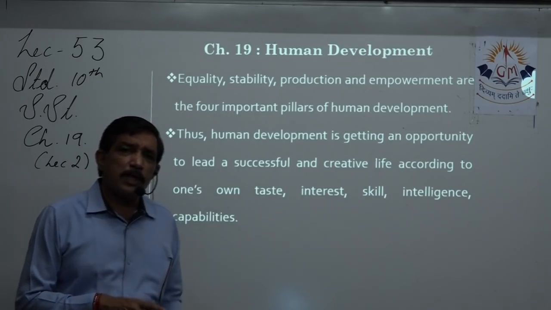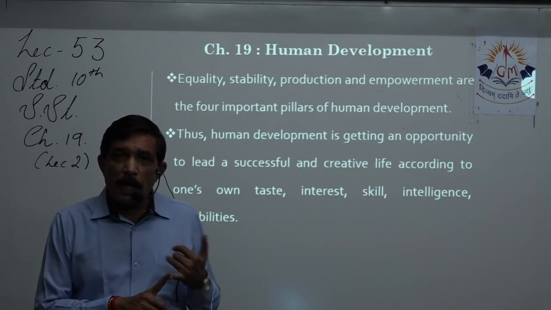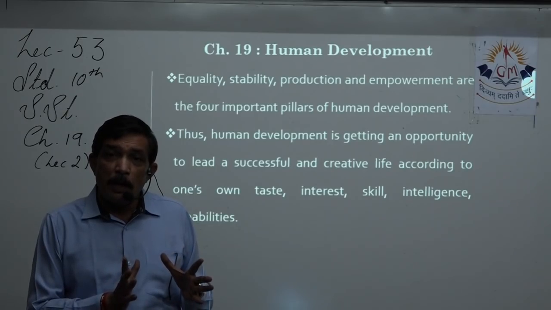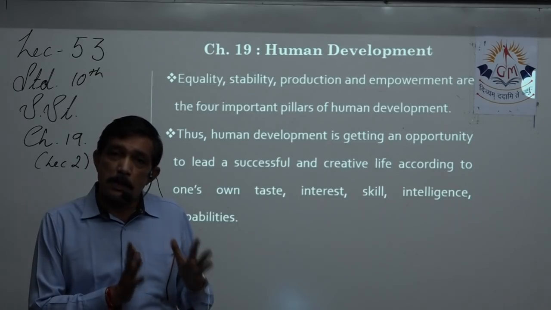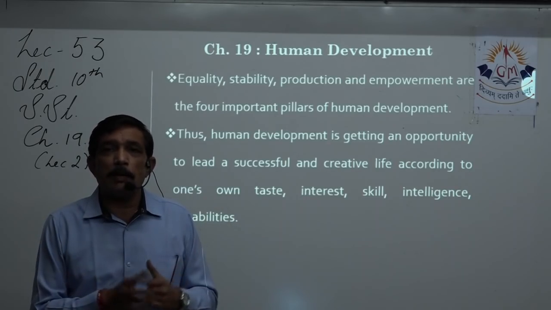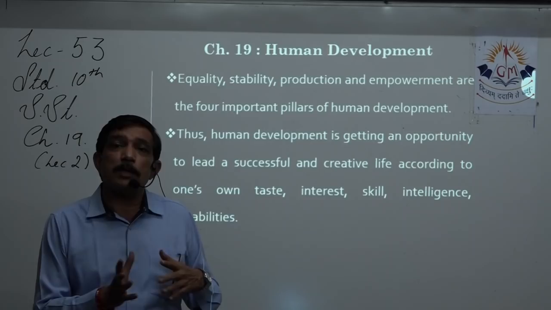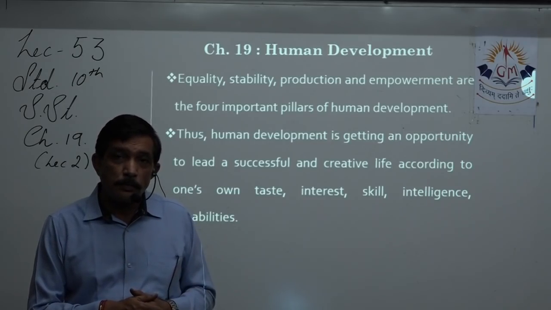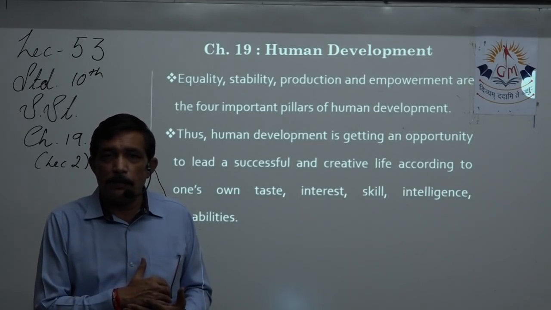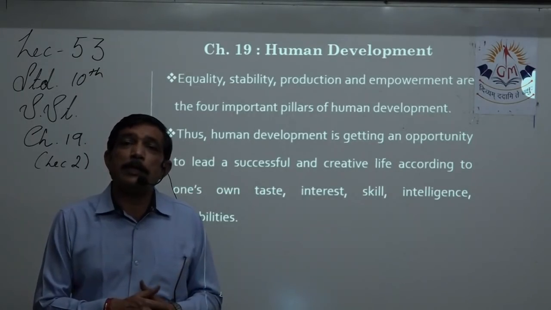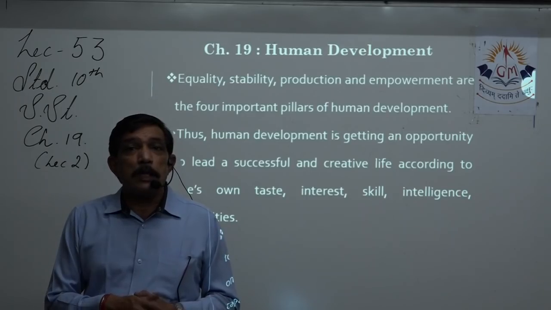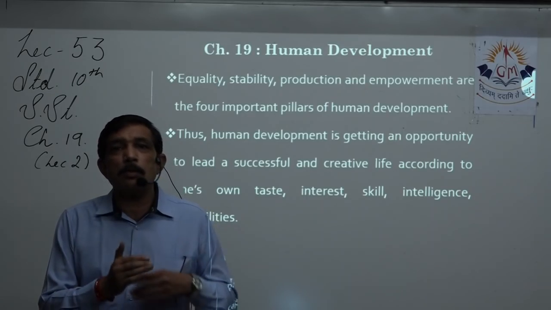Stability in terms of, say, politics, that the government is quite stable. Once it is elected, it continues at least 5 years, 6 years, because different countries have different terms for the president or head of the state. Here we have a standard 5 year term. In many places, a different term of tenure is there, right? So only if there is political stability will there be development.